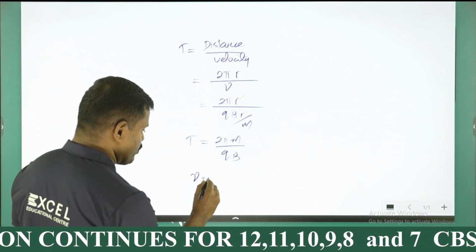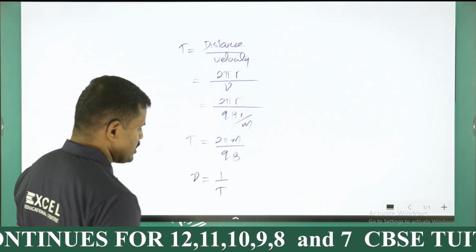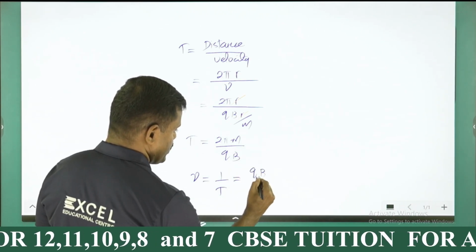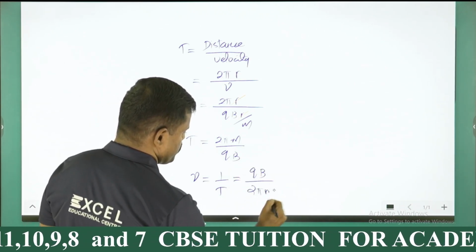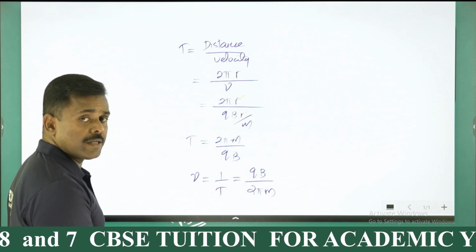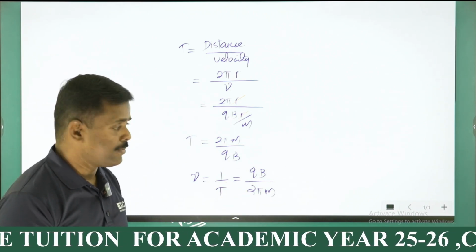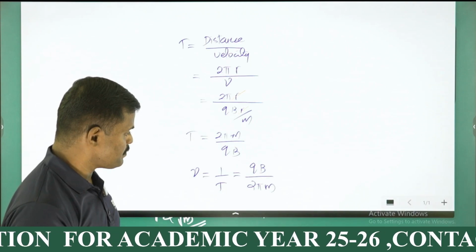Same question can come with the frequency also. You know what frequency is? Reciprocal of time period. Take the reciprocal of time period: qB divided by 2 pi m. That is also independent of, sorry, independent of radius, independent of velocity. Right, that's an important question there, okay?